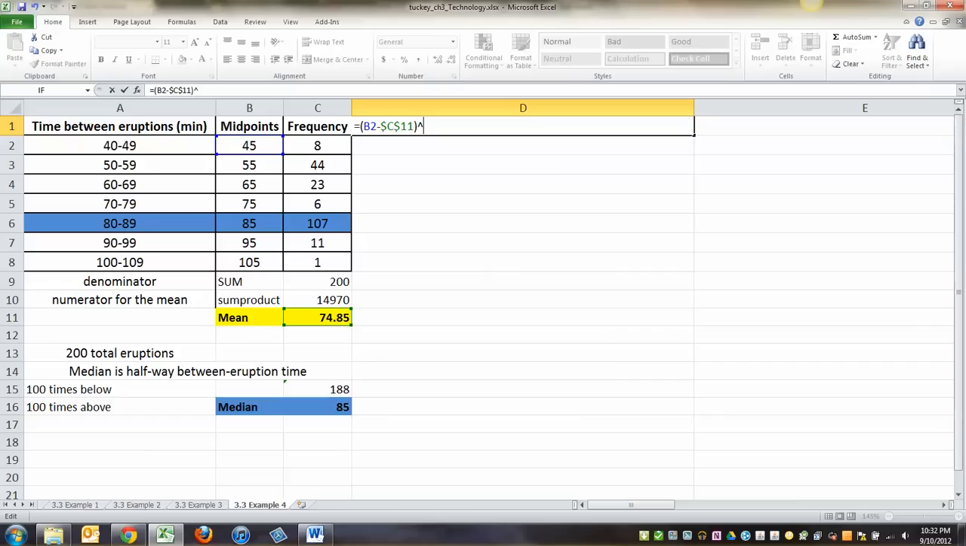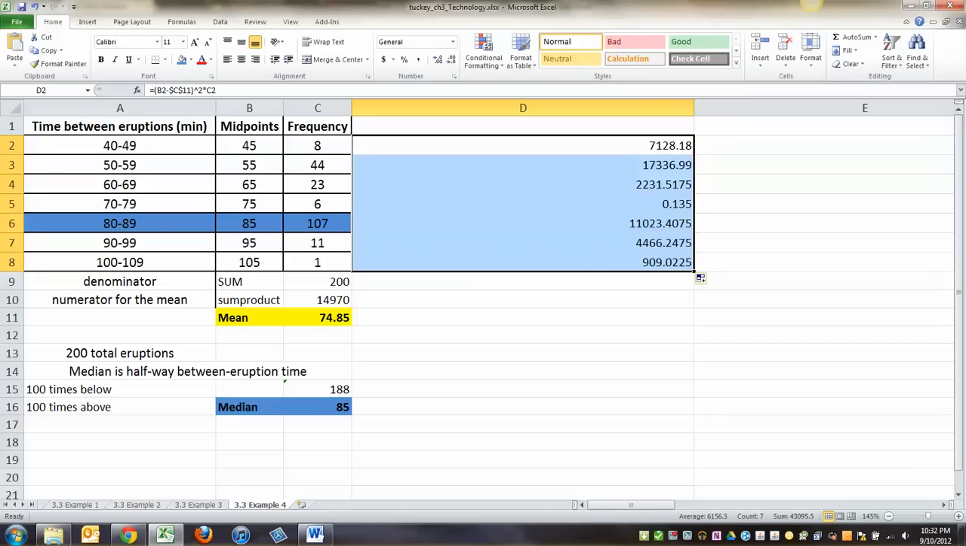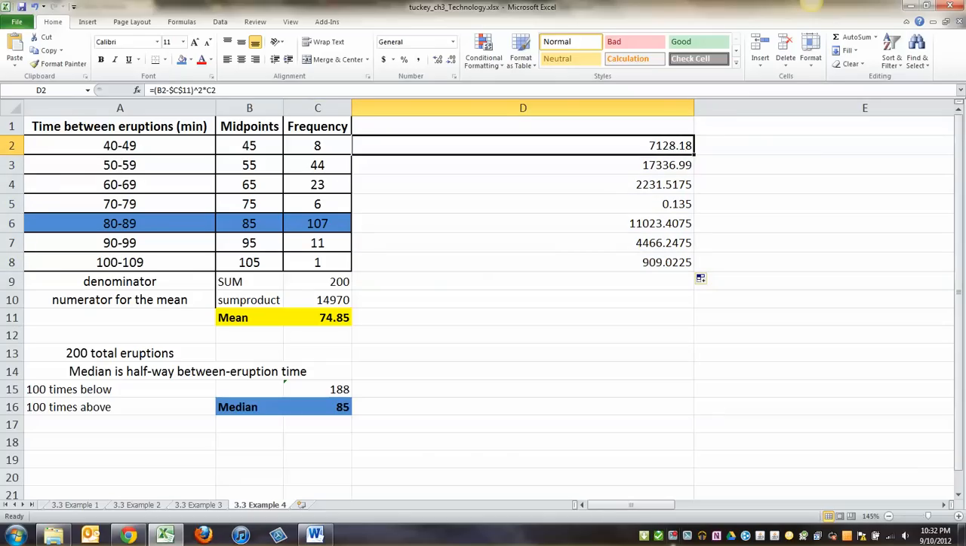Okay, and then I'm going to square them. So remember, this was called the deviation. We learned about it in section 3.2, and then we squared those deviations, remember? Okay. And then I'm going to multiply it by the frequency, which is right here. Oops, except I put that totally in the wrong cell. Hold on. There we go. And then I'm going to drag it down. It's a really complicated formula, I know.